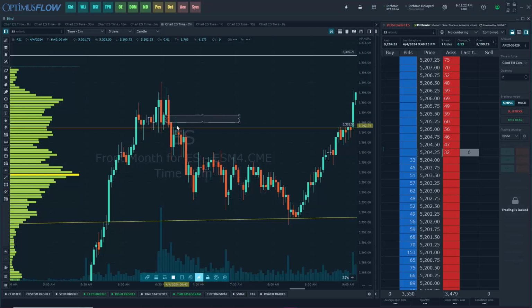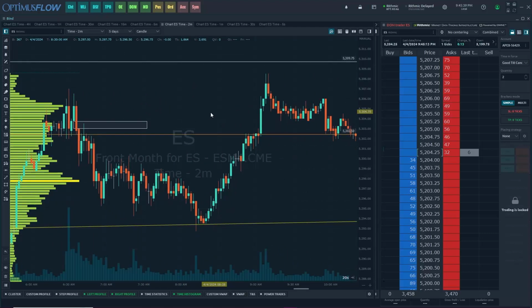You can see price came back up to try to fill the entire gap, but it missed it by a tick or 2 ticks. That could be potentially your short entry, or you could use it as resistance. But that would be a fair value gap.